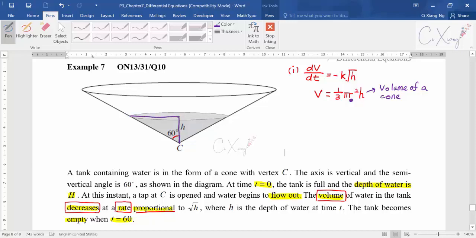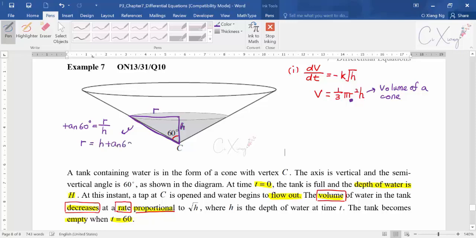Okay, so hopefully you can see what I am drawing here. From here, this is R, and then this is H. From this triangle, you can form an equation where tangent 60 is equal to R over H. And then from here, you can get R equals H tangent 60.